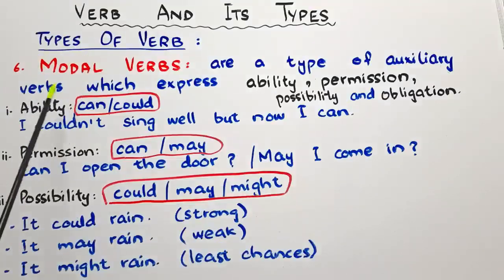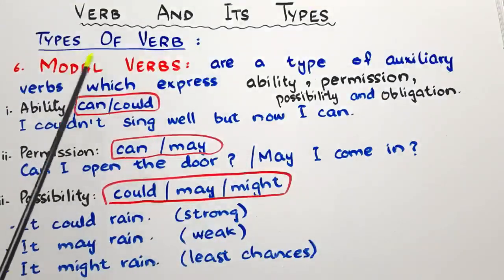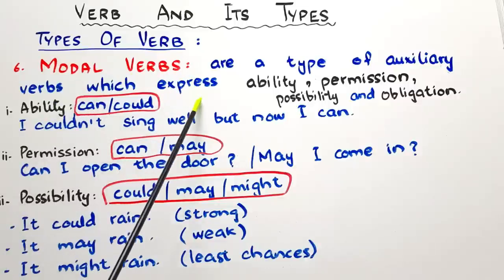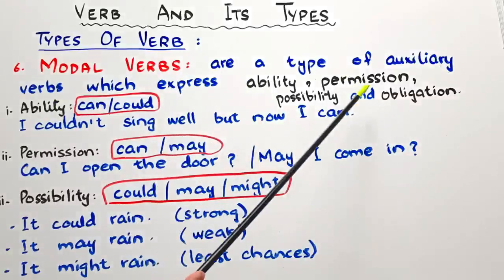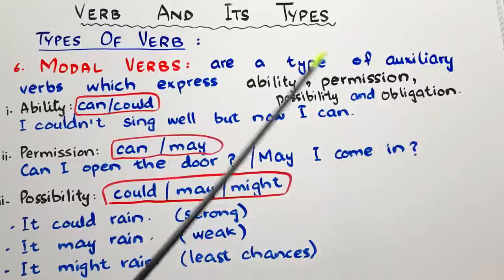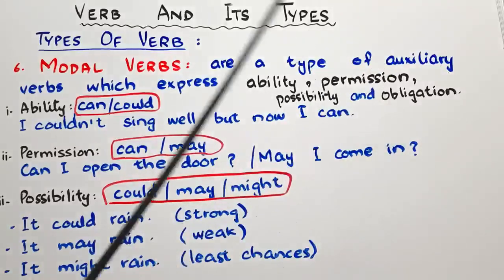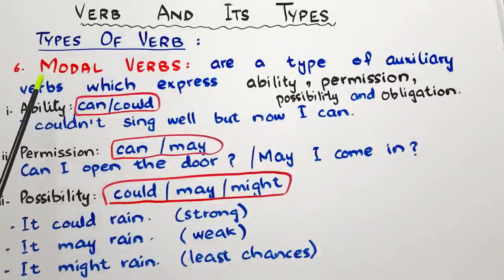The next type of verb is modal verbs. Modal verbs are a type of auxiliary verbs which express ability, permission, possibility, and obligation. Now what does it mean? As I told you that auxiliary verbs are helping verbs, so modal verbs are also helping verbs and they help us to talk about ability, permission, possibility, and obligation.